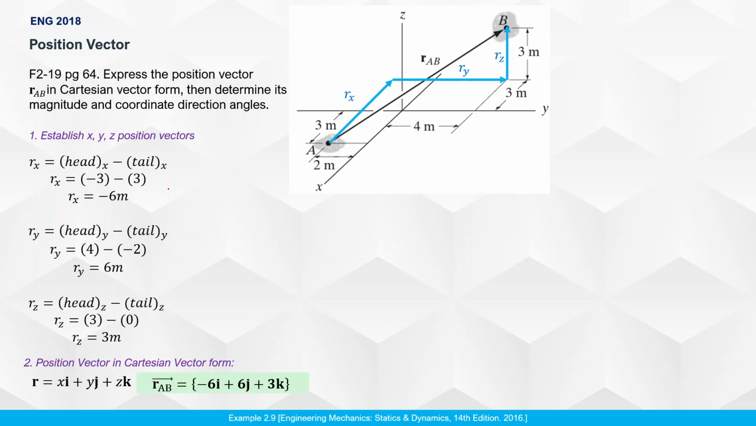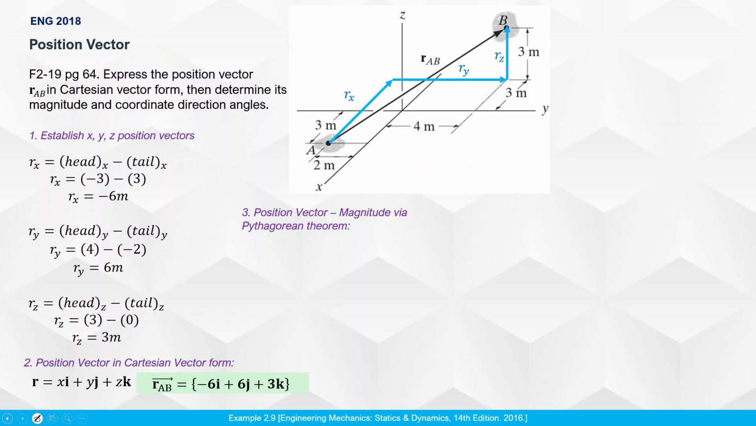But di pa tayo tapos kasi kailangan daw natin hanapin yung coordinate direction angles. Eh ano yung kailangan natin doon? Meron tayong components pero mga vector to. Para malaman natin coordinate direction angles natin, kailangan natin yung magnitude ng RAB. How do we get that?